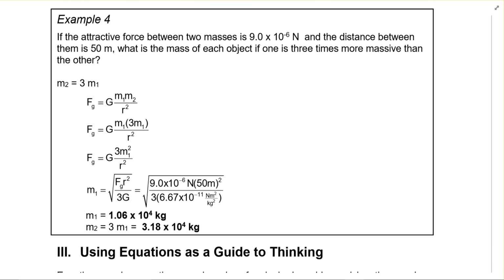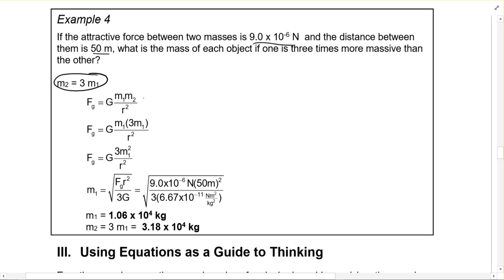All right, so example 4 here says if the attractive force between two masses is that, so that's our force, and the distance is 50 meters, what's the mass of each object if one is 3 times more massive than the other? So what we have to do here is figure out the relationship between one mass and the other. So M2 is going to be 3 times M1. And the reason why that's important is because we have 2 things to solve, right? I can't just solve for 2 things in an equation. I can only solve for one thing at a time.